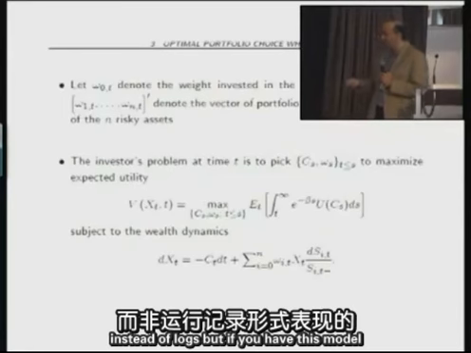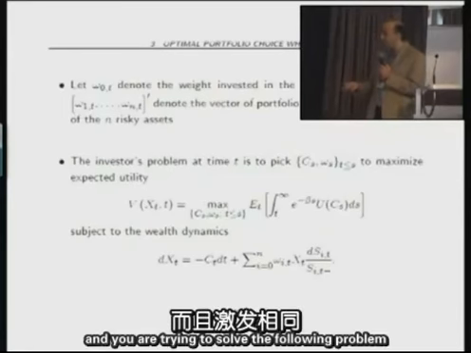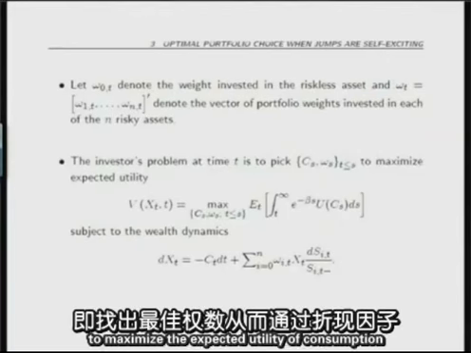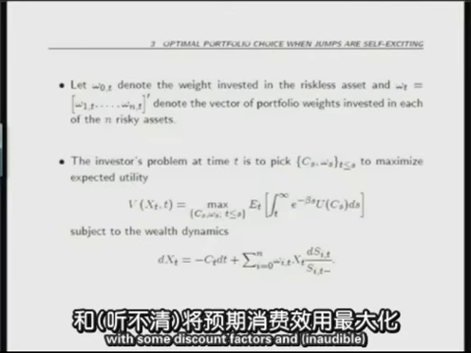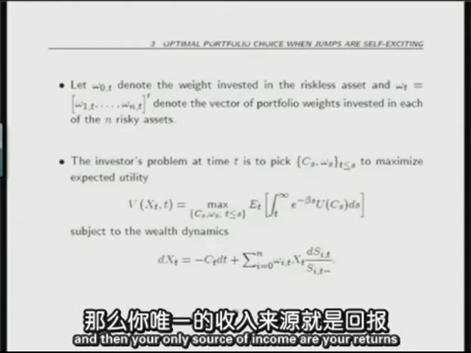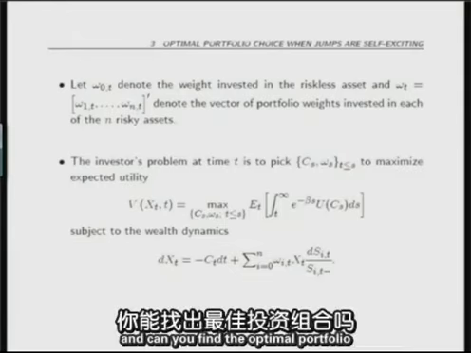But if you have this model and you have the same excitation and you're trying to solve the following problem, which is find the optimal weights that maximize expected utility of consumption with some discount factor, time separable, infinite horizon. So very much a classical problem. No other sources of income. Whenever you consume, your wealth goes down, and then the only source of income are your returns. Can you find the optimal portfolio?